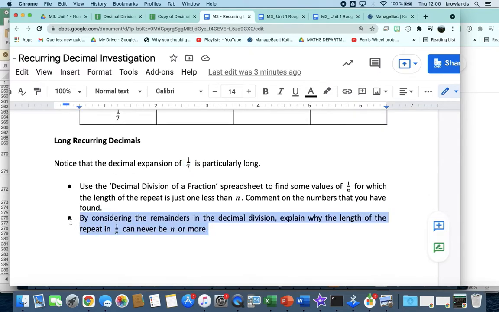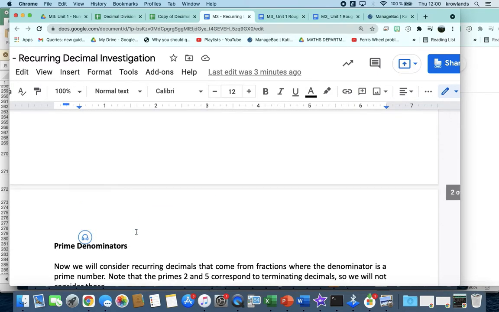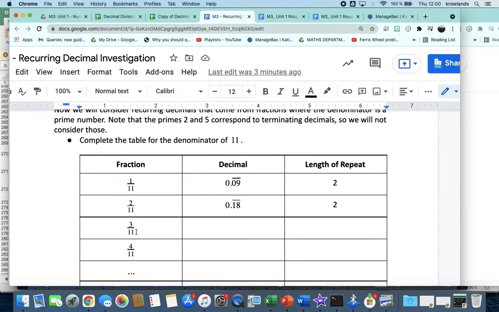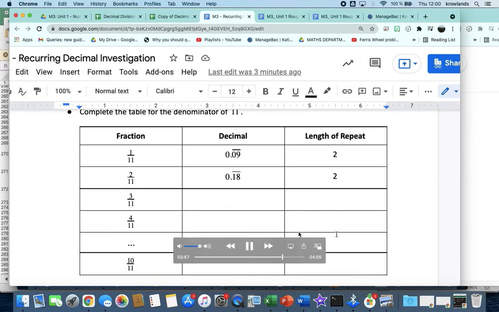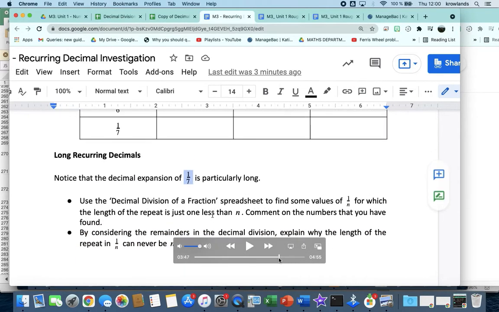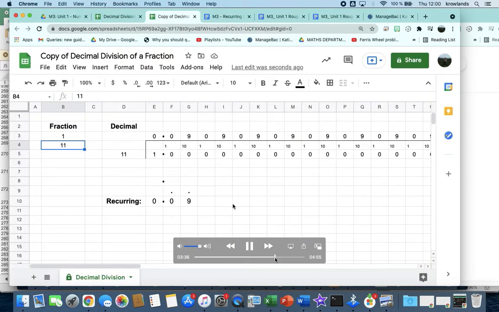Now we need to consider the remainders. Explain why the length is the case. So for the remainders, it's how much we carry each time. Let me just show you. So for this bit here, we can see the remainders are 110, 110, 110. So try and talk about what is significant about the remainders. What's the minimum number? What's the maximum number? What pattern do you notice? How does the pattern cause how many digits are repeating?